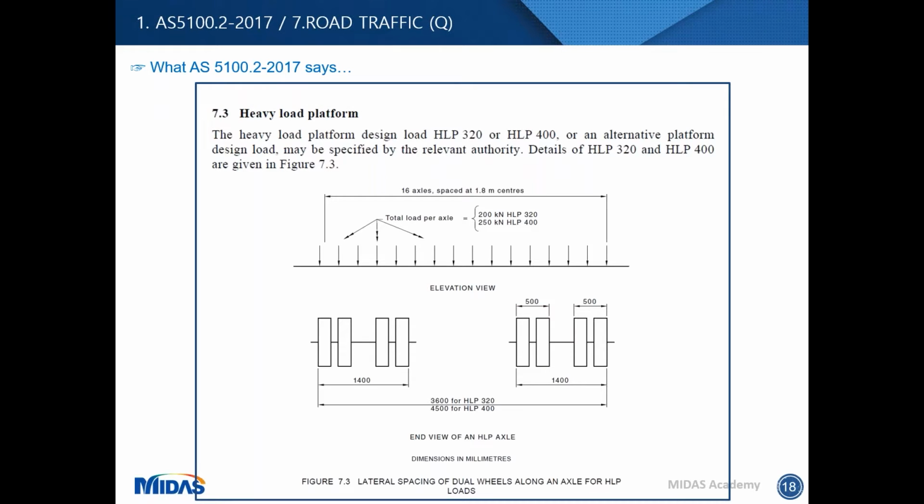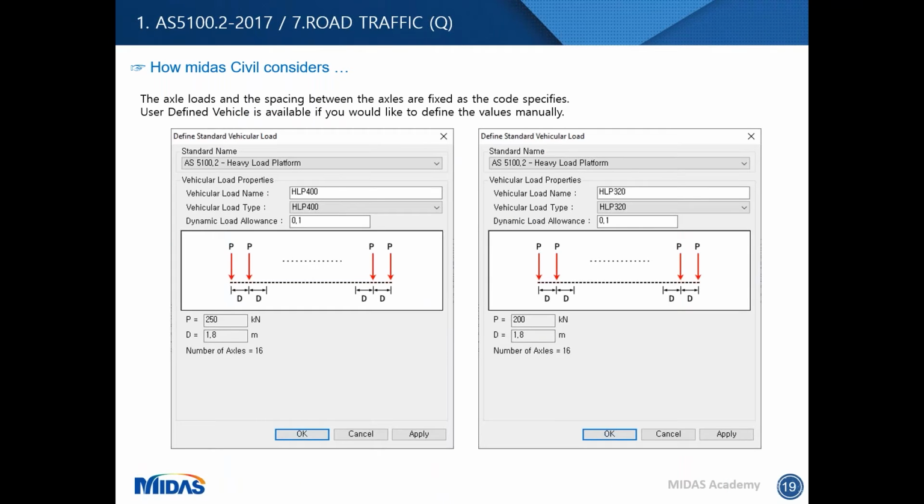So finally, we reached to heavy load platform. Many of Australian engineers was waiting for this vehicle to be updated in MIDAS, so we updated it. So we have HLP 320 and 400 in Australian standard. So we updated both of them. So all the conditions are same for both vehicle, but the only one difference is having a different axle load value. Okay.